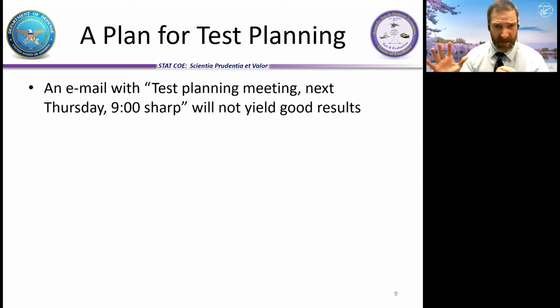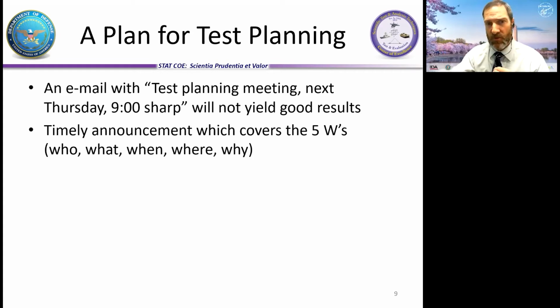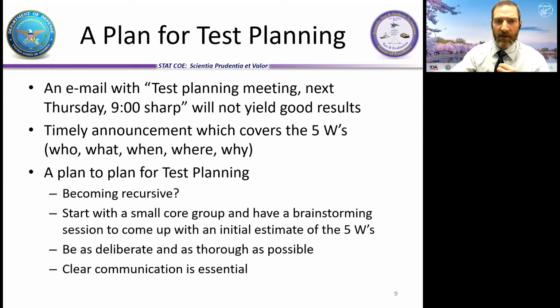Well, a very basic email with, hey, test planning meeting next week, 9 o'clock, I'll bring donuts. That's not going to yield good results. Okay. And I know that slightly better email than this, but just by casually mentioning a test planning session, the message really isn't out there. And part of that is I don't think a lot of the T&E community really appreciates the work that goes into planning for a test. All right, so you really want to have a timely announcement that's going to cover the 5 W's, right? Who, what, when, where, and why.